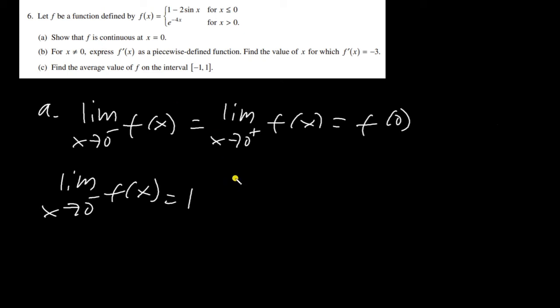Blue, red. The limit as x approaches 0 from the right of f of x. Now we're looking at the right part. Plug in 0 into here. We get e to the 0, which is 1. And then finally, f of 0.